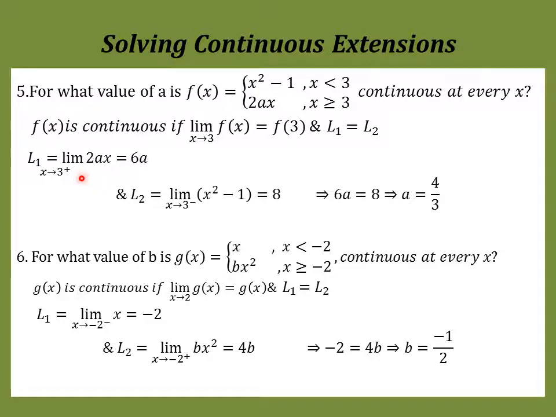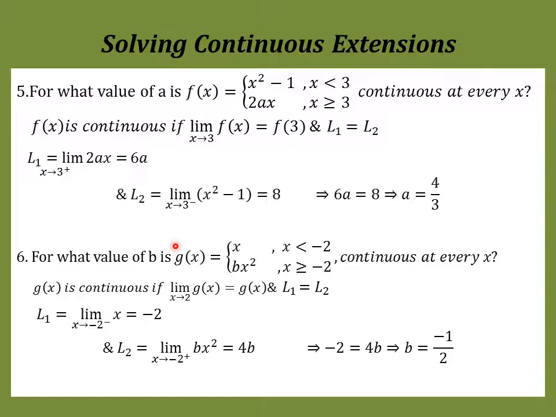So from the right, as x is greater, it is 2ax. And as we know, we substitute the value of x, so the answer is 6a. In L2, x approaches 3 from the left, so the value of the function is x squared minus 1. And when you substitute 3 instead of x, this is 9 minus 1, 8. As L1 and L2 are equal because the function is continuous, 6a equals 8, and then the value of a is found.